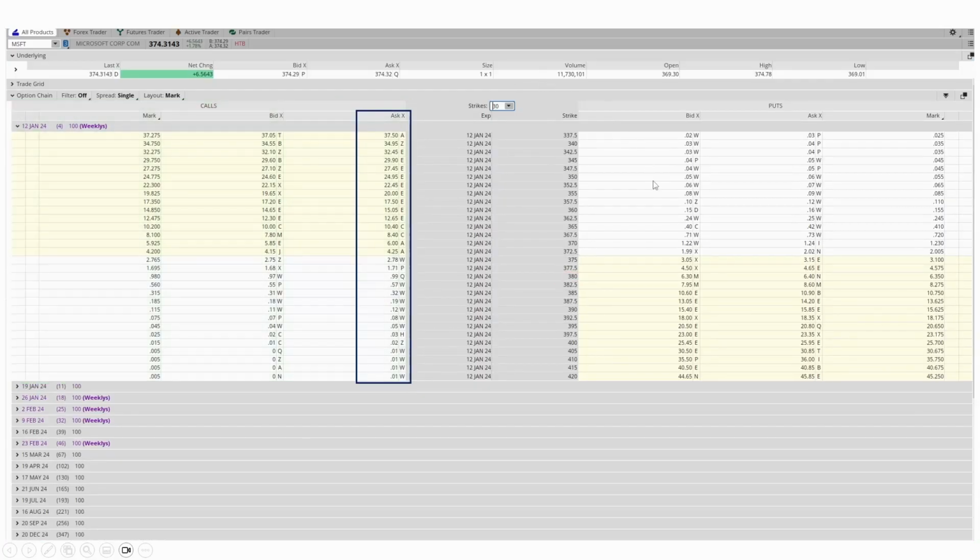Okay. We know what strike to choose, but how do we buy this call? We actually have to go to the ask column.